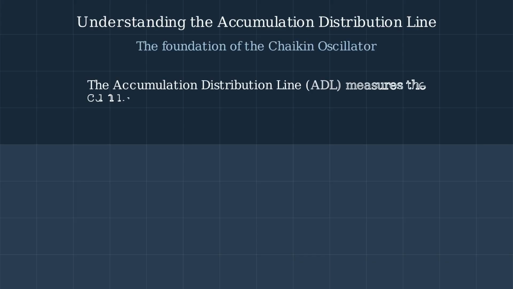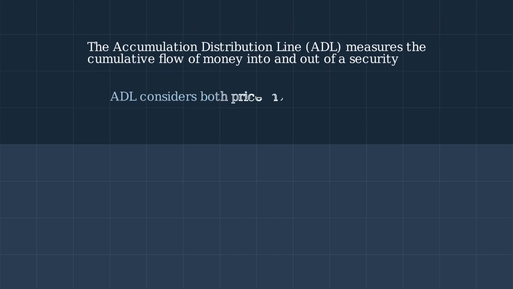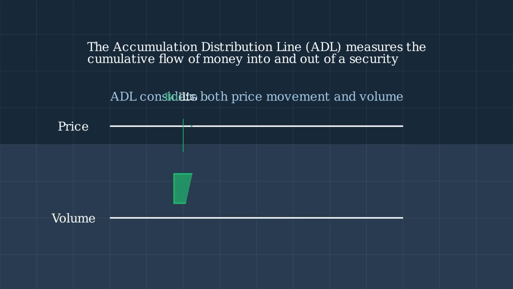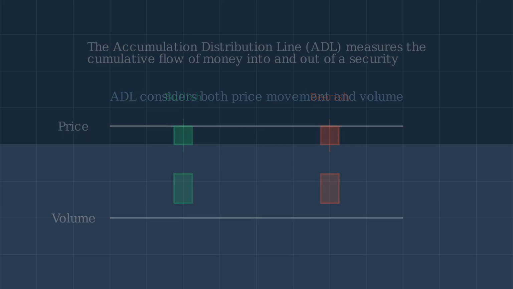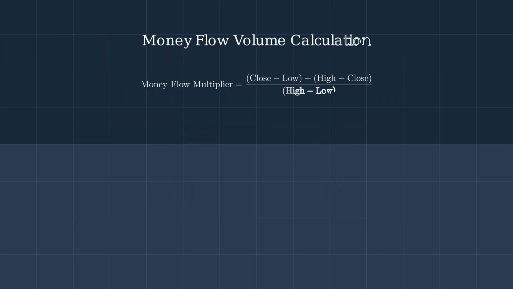The accumulation distribution line, or ADL, is the foundation of the Chaikin oscillator. It measures the cumulative flow of money into and out of a security by examining the relationship between price and volume. The ADL specifically looks at where the closing price falls within the day's trading range and combines this with volume information. To understand how ADL works, we first need to calculate the money flow volume.